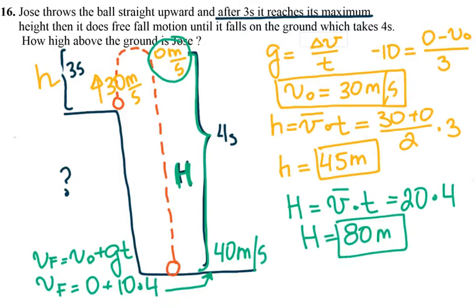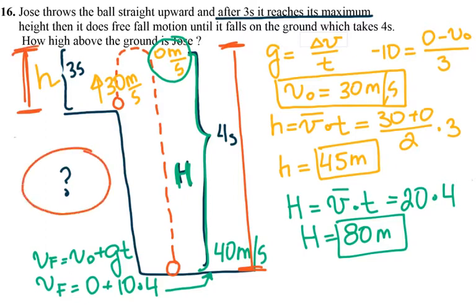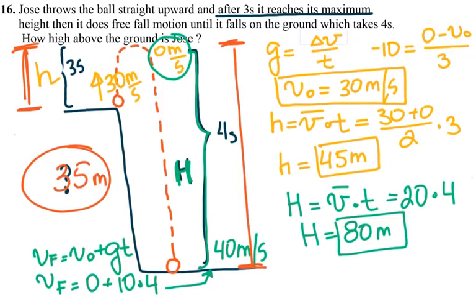And here's the last part. If this is 80 meters and this is 45 meters, then Luis is 35 meters above the ground. And that's going to be it for this question.